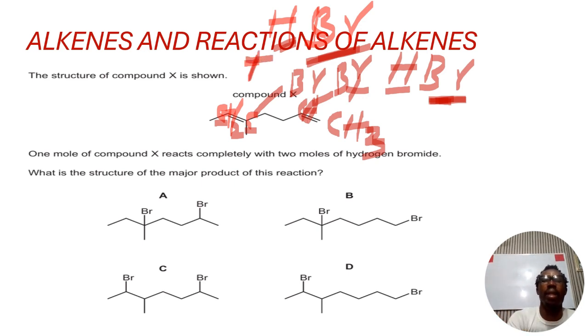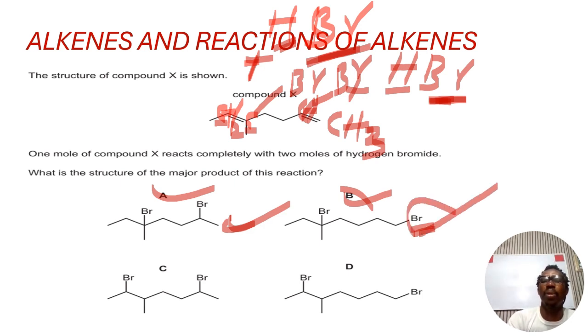done here, you discover that the correct answer to this question is A. A is the correct answer. B is wrong because the halogen is bonded to the carbon with the most hydrogen. So it will not be the major product. So that's why B is wrong. If you look at D, the halogen is bonded here.